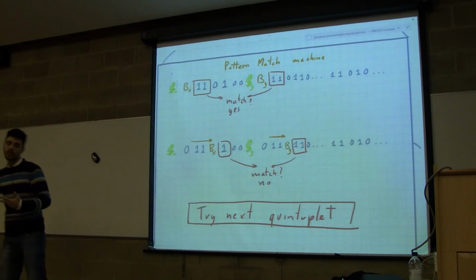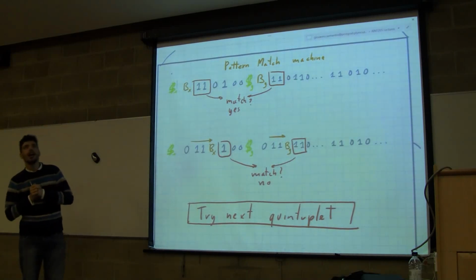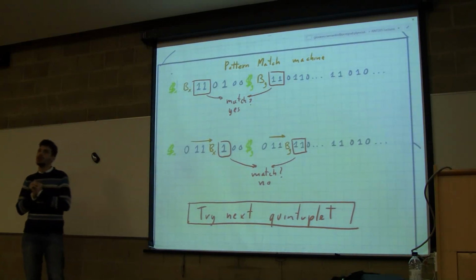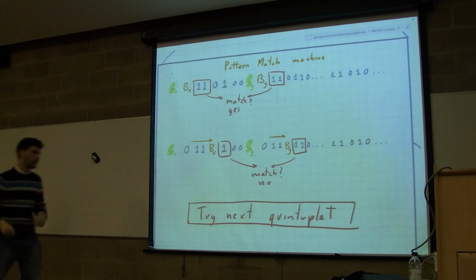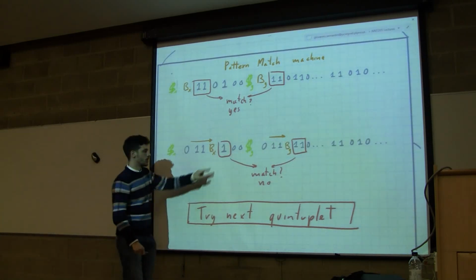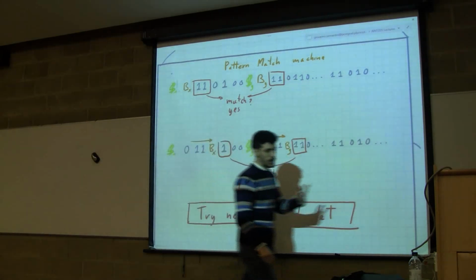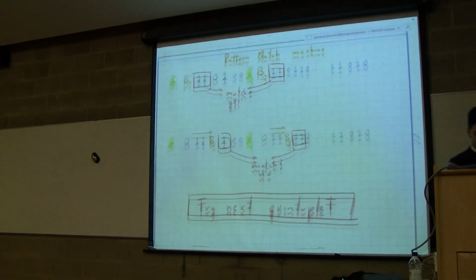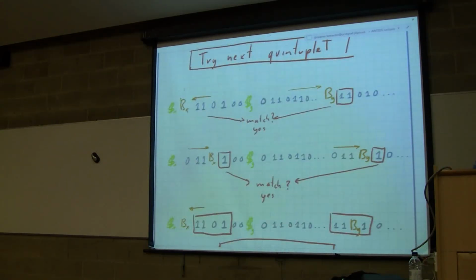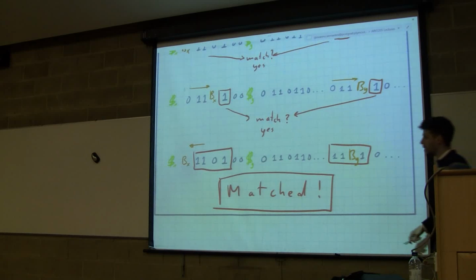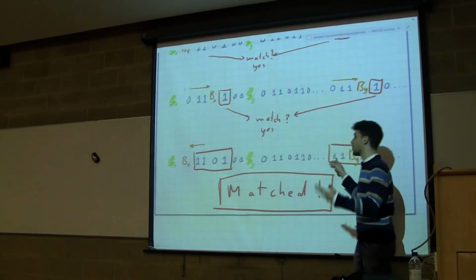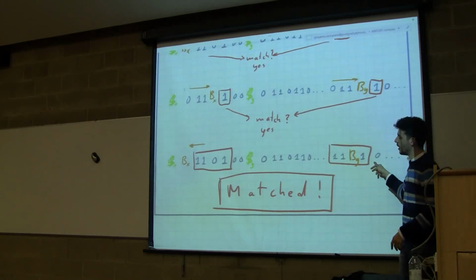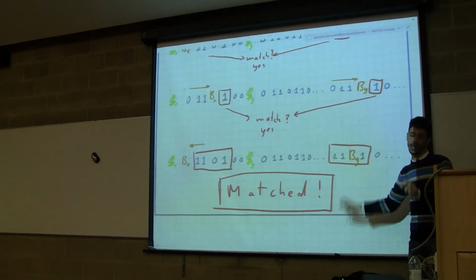But basically, what you do is try and find out the right quintuplet, the 5-tuple, to run your universal Turing machine. So basically, what the pattern match machine does is exactly try and find two strings, two substrings if you want, that match in different parts of the tape.